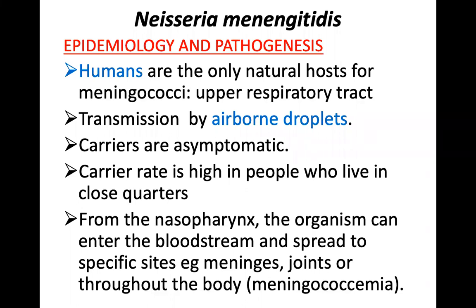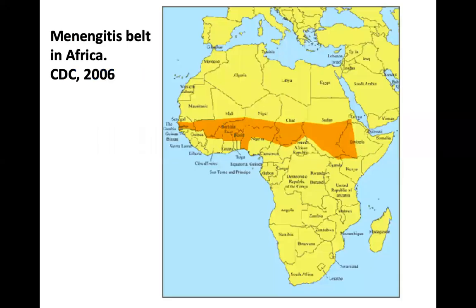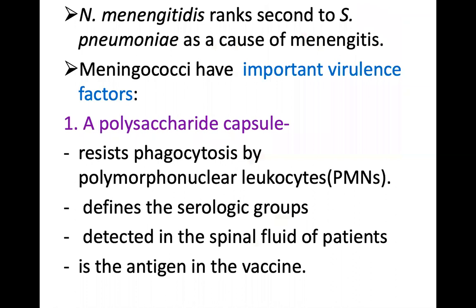More specifically, meninges. It can also move on to the joints and other organs when there's meningococcemia. Okay, so this picture is illustrating the meningitis belt in Africa that shows you some countries in Africa, and this belt also spreads to some countries in Asia where we have periodic outbreaks of meningococcal meningitis. Okay, although the incidence has come down because of rollout of several vaccination programs. Okay, so Neisseria meningitidis ranks second to strep pneumo as a cause of bacterial meningitis.